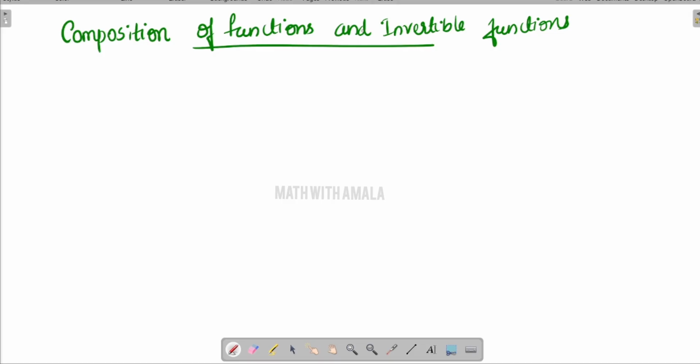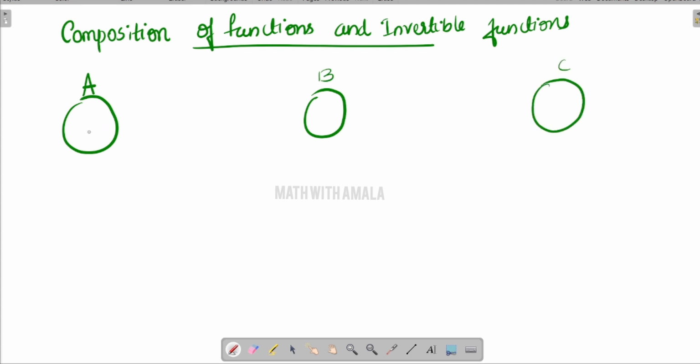This is part number 9 of grade 12 chapter 1, Relations and Functions. Here we are dealing with the composition of functions and invertible functions. So what do we mean by composition of functions? As the name indicates, it's a kind of composition where we are connecting from one set to another.